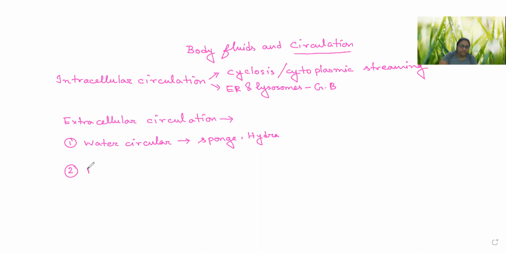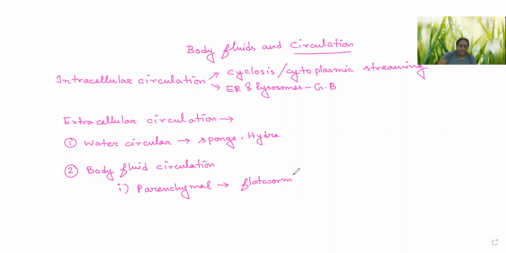Now, second is body fluid circulation. So in this case, no external thing, the fluid present in our body is responsible for circulation. So what is happening in this case? In this case, we will first talk about the parenchymal circulation. So do not get confused. Parenchyma is present in animals also. It is found in flatworms like liver fluke.